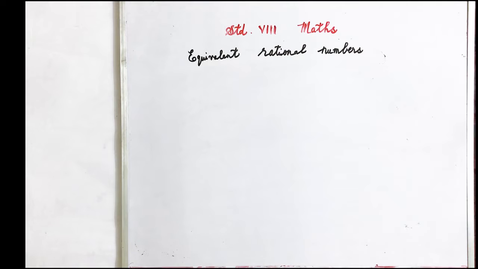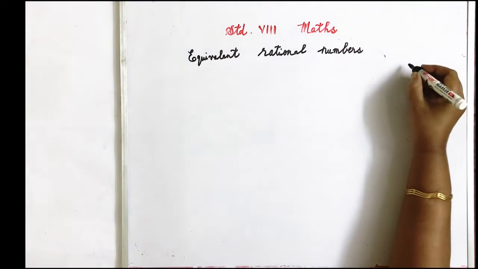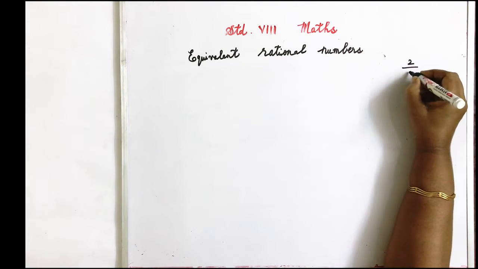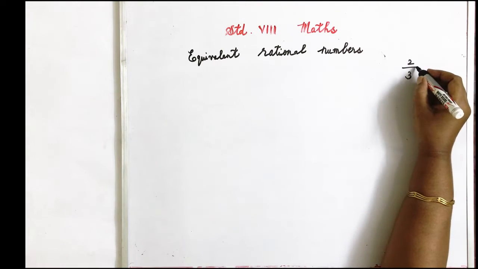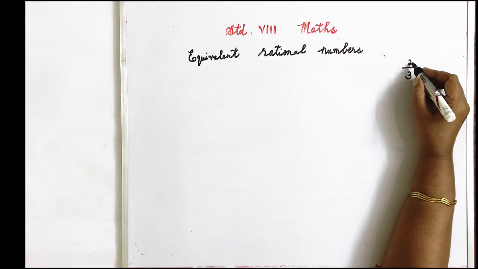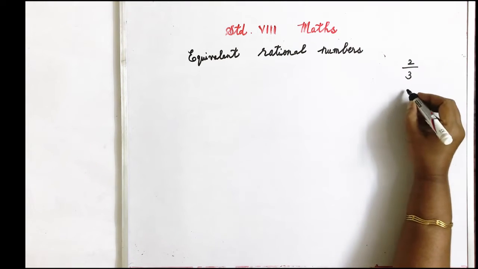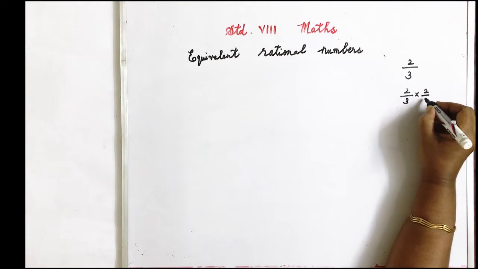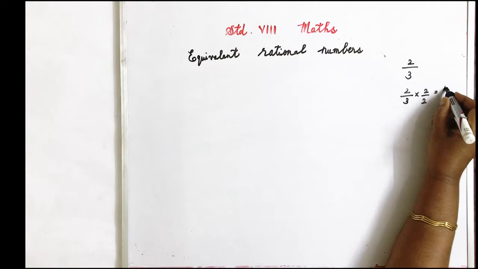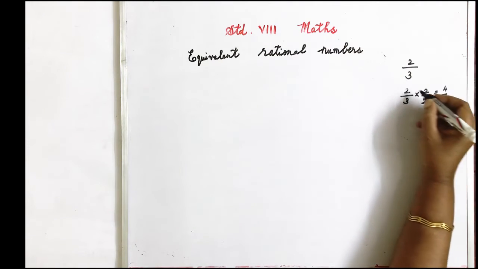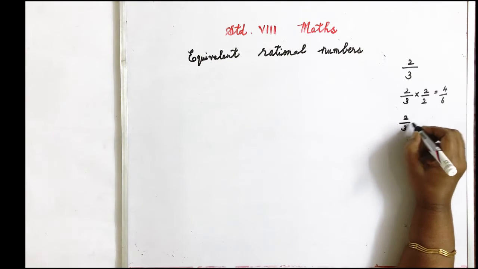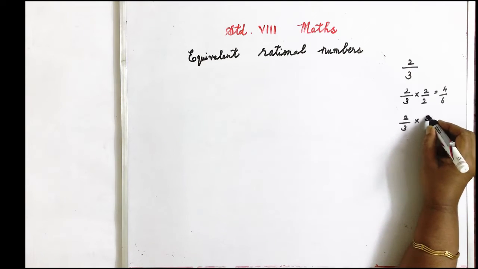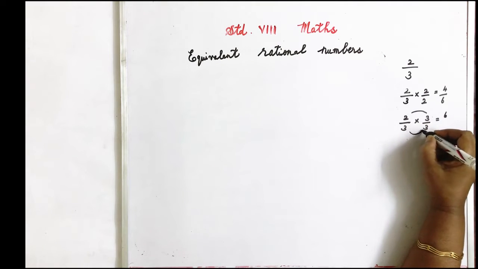Already in the previous classes you would have studied equivalent fractions. First we will see that if 2 by 3 is the fraction, how will you find equivalent fractions? We will multiply numerator and denominator by the same number. That is 2 by 3 into 2 and in the denominator also 2. So 2 2s are 4, 3 2s are 6. If you want to find one more, 2 by 3 into 3 in the numerator and 3 in the denominator. So 2 3s are 6 and 3 3s are 9.